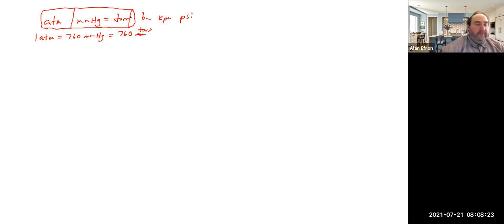We talked about three variables when we deal with gases: pressure, volume, and temperature. And we talked about Boyle's law last time. Boyle's law dealt with the pressure-volume relationship: P1 V1 is equal to P2 V2. This is at constant temperature.